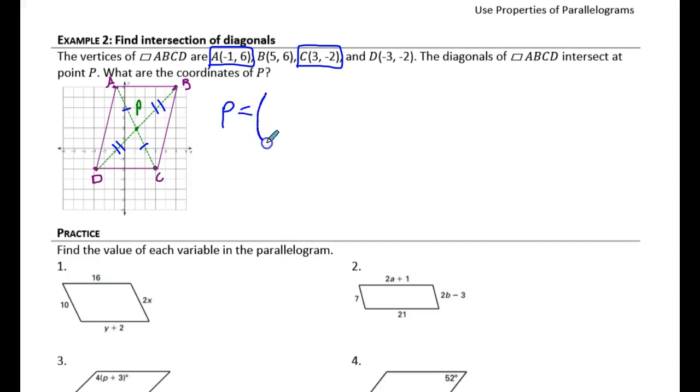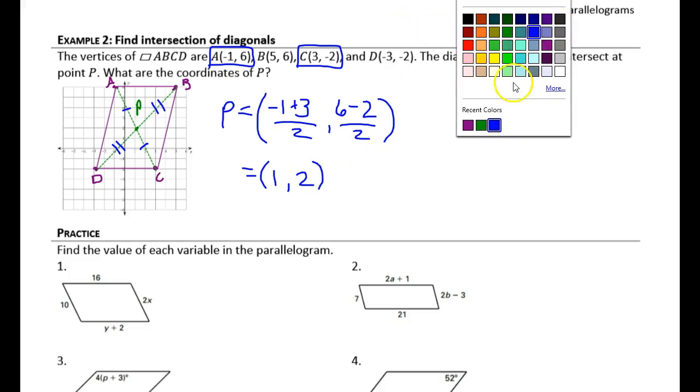So P is going to be the average of -1 and 3, and since it's an average and I've got two points, that's my x value. My y value is going to be 6 plus -2, which is the same as 6 minus 2. So -1 and 3 gives me 2, divided by 2 is 1. And 4 divided by 2 gives me 2. So my picture wasn't that bad.